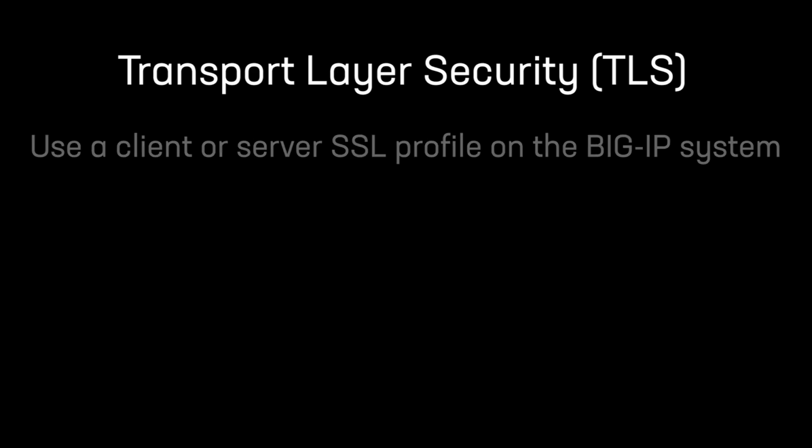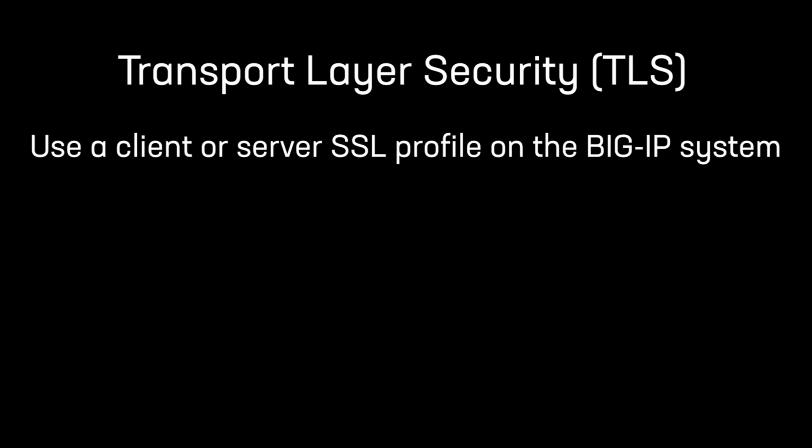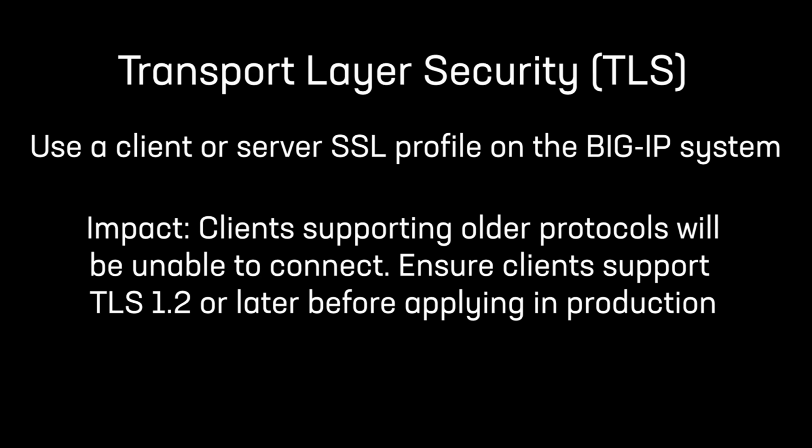This demo uses the client SSL profile on the BIG-IP system. You can apply it to either a client SSL or server SSL profile. When you configure an SSL profile to allow only TLS 1.2 and 1.3, clients that support the older protocols will no longer be able to connect. Make sure that your clients support TLS 1.2 or later before you apply this configuration in a production environment.